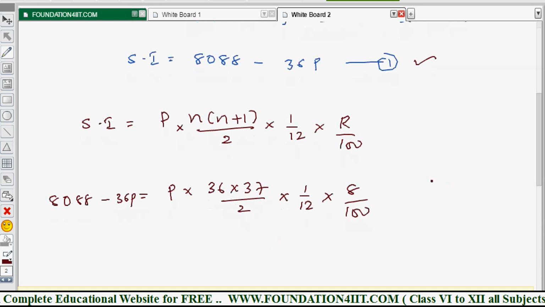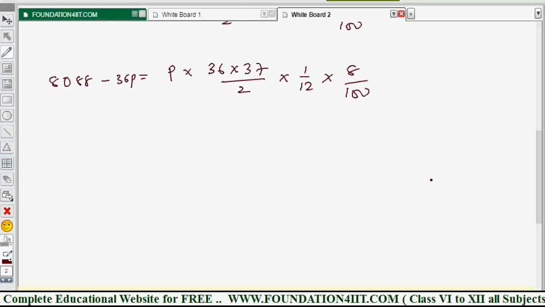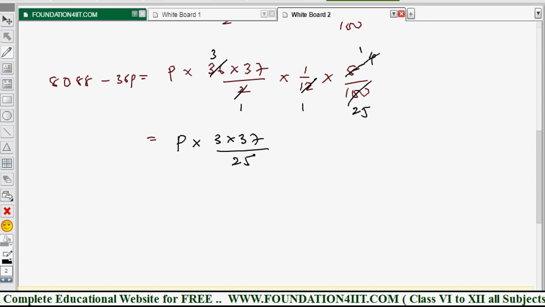Now if you simplify this, you will get the value of P. You can simplify the right side and cancel where possible. 12 ones are 12, 3s are 36, and cancel more. 2 ones are 2, 4s are 8, right? And 4 ones are 4, 25s are 100. So after cancellation, the remaining values are P into 3 into 37, divided by 25. And this side is 8088 minus 36p.